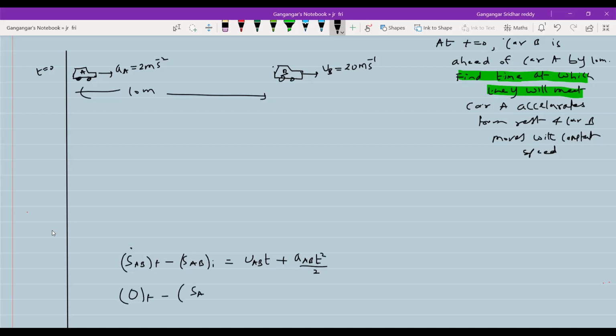SA bar minus SB bar is the initial position, UA bar minus UB bar. Substitute all the values. So substituting, this will be 0. Where is car A at t equals 0? At origin. Car B is ahead of this, so towards right, let me take positive. So this will be plus 10.